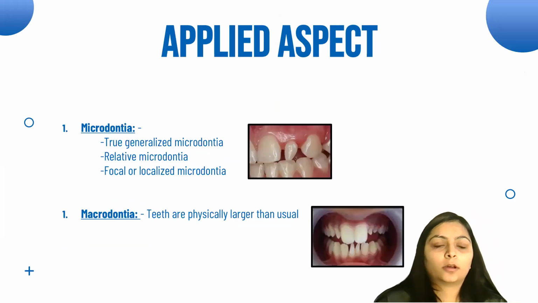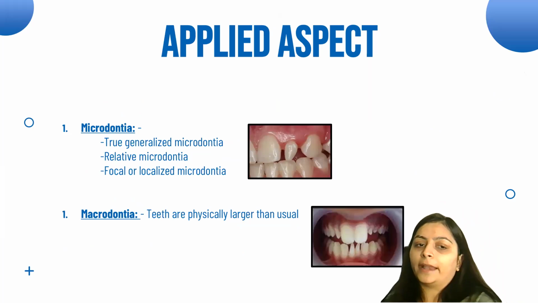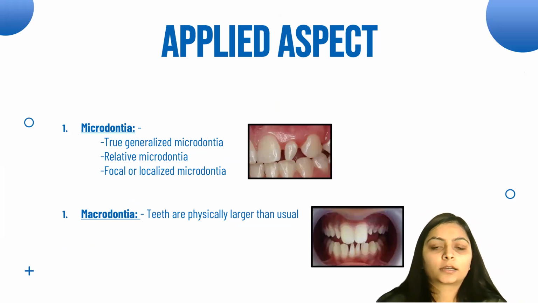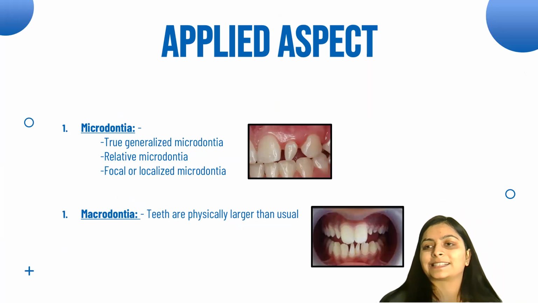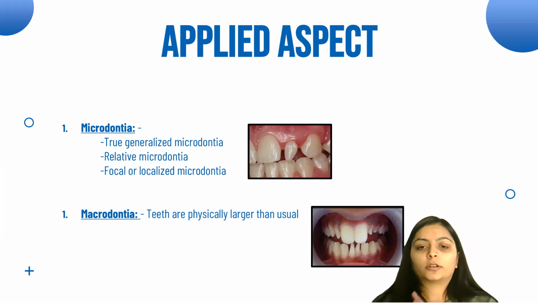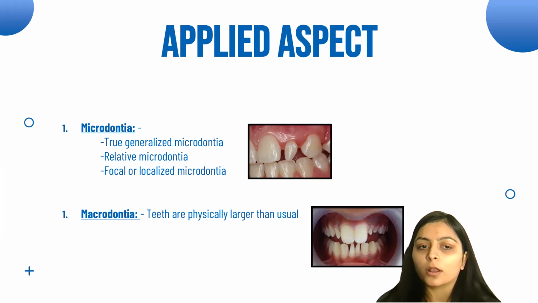The applied aspect of this stage is that any abnormality occurring at this stage can result in microdontia or macrodontia. Microdontia means a smaller size of the tooth as compared to normal. Either it can be true generalized microdontia, relative, or focal or localized. Generalized means all the teeth in the dentition are smaller than normal.